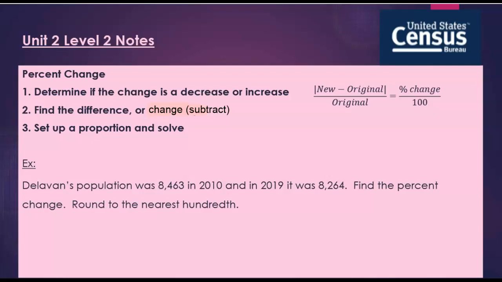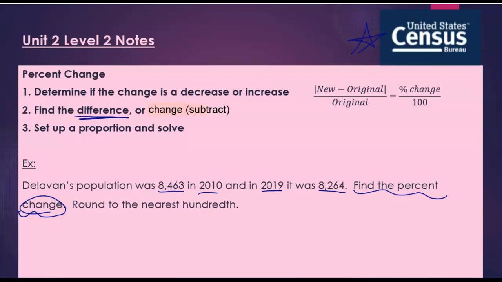Let's apply this to the real world. Delavan's population was 8,463 in 2010, and in 2019 it was 8,264. Got that from the Census Bureau. Find the percent change. Well, the key word is change. We have to know that that's difference, and we need to find that by subtracting, and we're going to round to the nearest hundredth in the end.